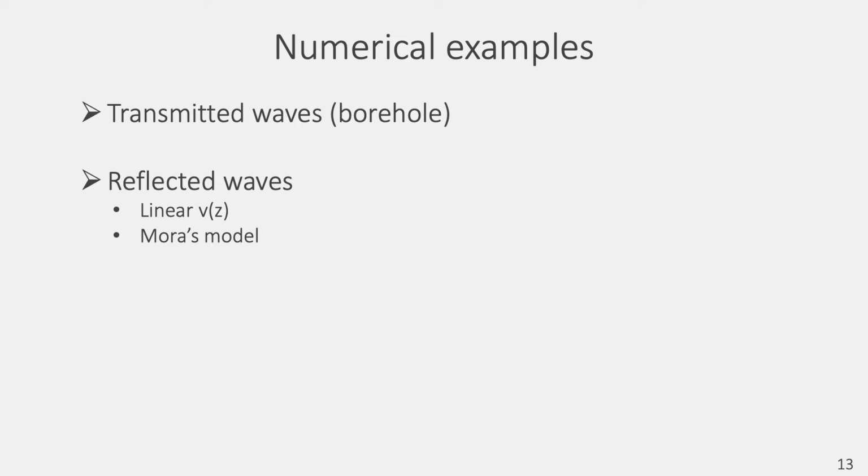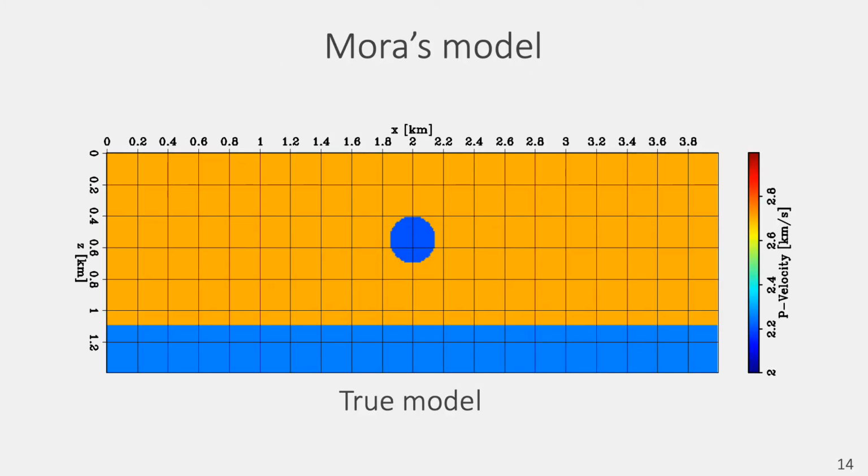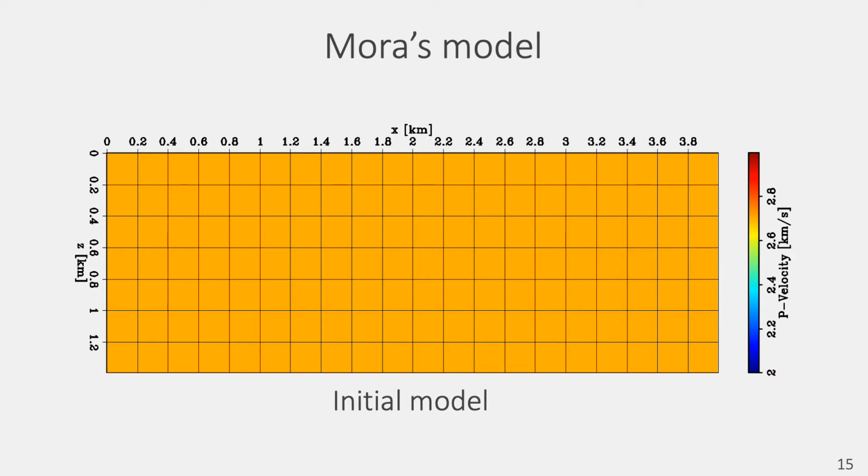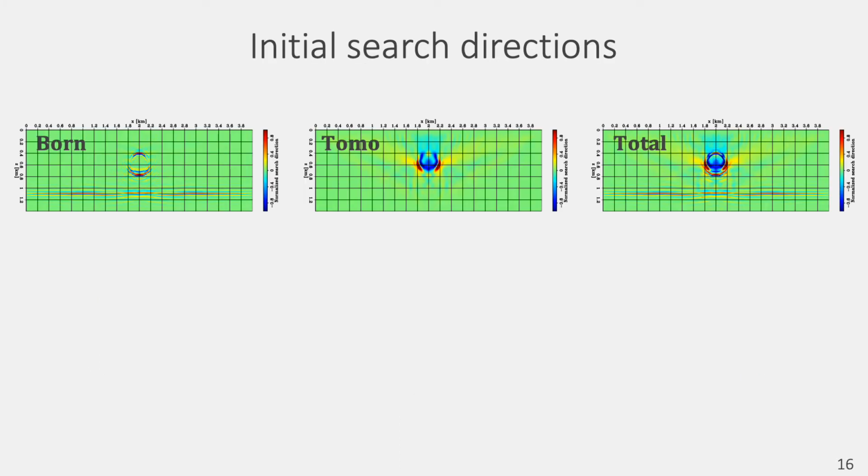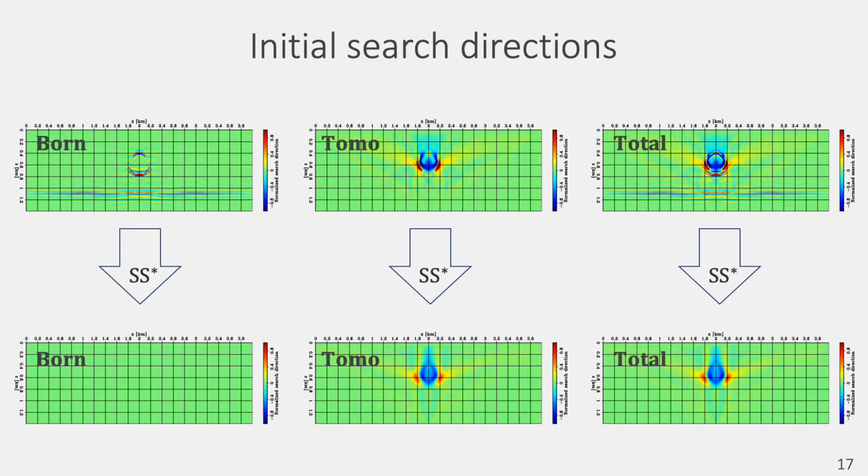We now revisit the example based on the model proposed by Mora in 1985. Recall the true model and the initial model. In the first section of part 2, we computed the Born, tomographic, and total search directions for this numerical example. Here, for our initial spline grid, we're going to use a regularly sampled grid where the sampling in X and Z is 5 times larger than the finite difference one. After mapping each component on the spline grid and back to the finite difference grid, we can see that again the tomographic component dominates, and the first FWIME search direction seems very promising.